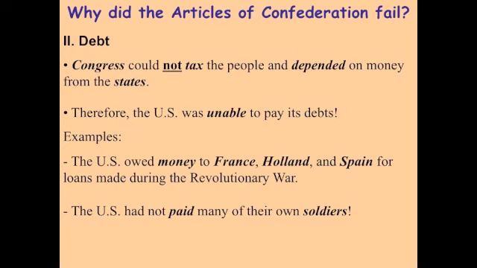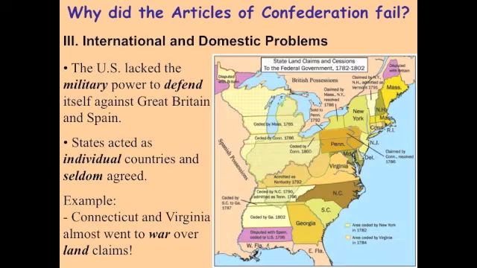And the U.S. government was unable to pay off its debt. So the U.S. government owed money to France, to Holland, and to Spain for loans, and they also owed money to soldiers that hadn't been paid their wages. This causes a lot of drama.